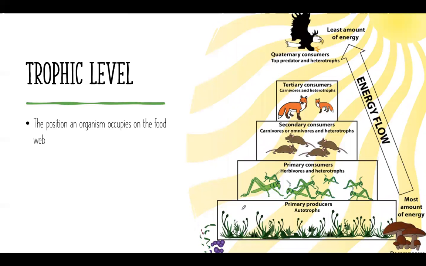Trophic level. A trophic level is the position an organism occupies on the food web. We can see primary producers, which are autotrophs, and then herbivores, carnivores, and omnivores, which are heterotrophs. And we have our quaternary consumer, the top predator, with the least amount of energy. We can see the energy flow here. This producer is going to have the most energy, and this bird is going to have the least amount of energy, because as they eat, some energy leaves.